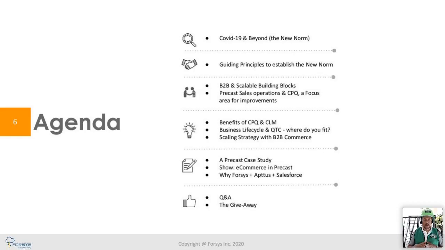There are two parts of the demo. One, we'll run a recording, and then the other one we'll talk about the designer and what we have done that is really changing the game in the industry in terms of how you can embrace a B2B strategy, which is part of the recommendations we see in the industry. And then from that, we'll go into the benefits of Forsys, Apttus, and Salesforce.